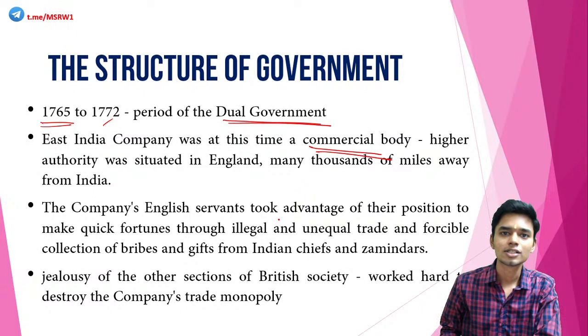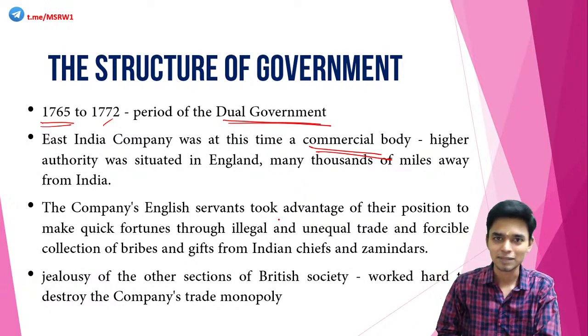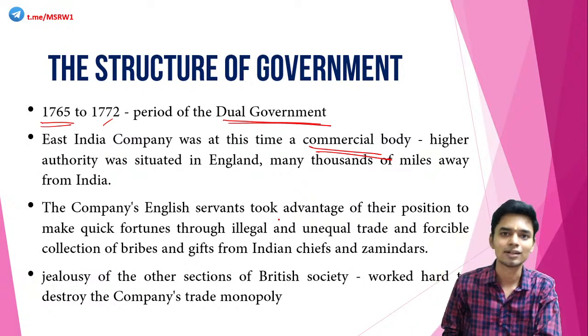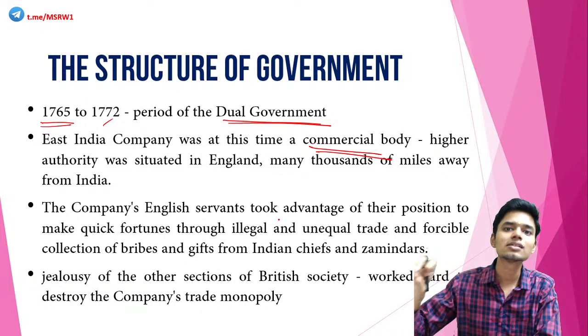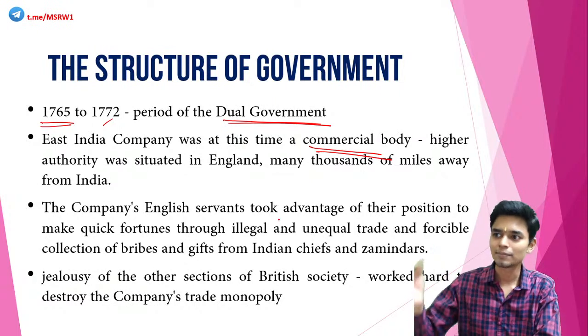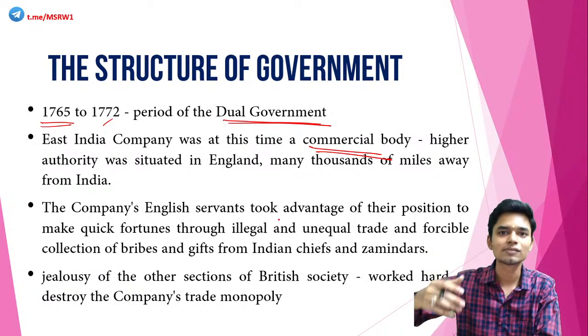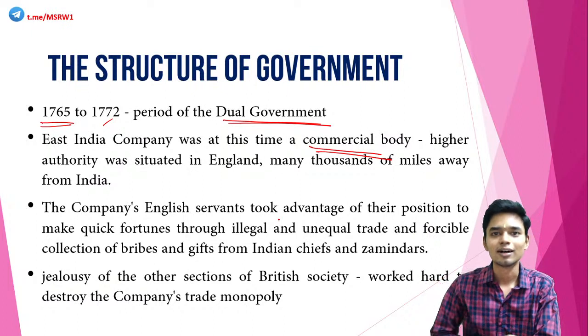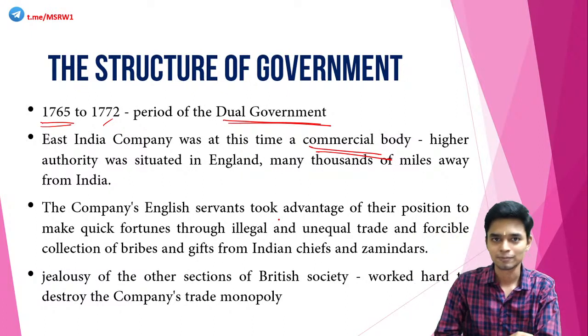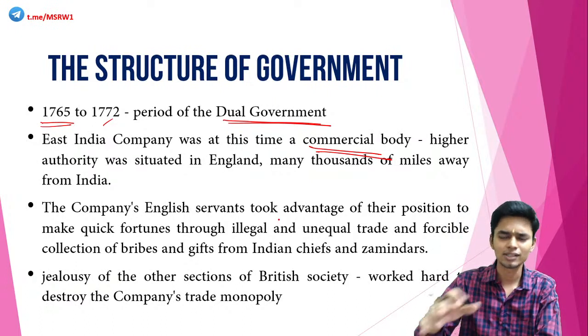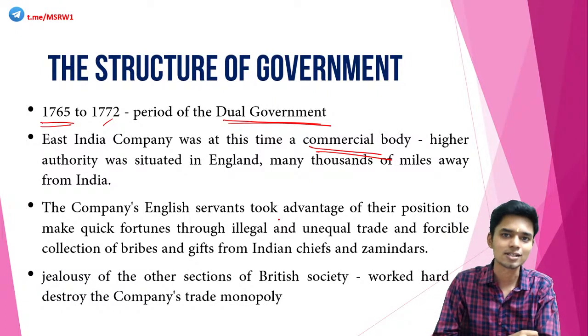And people were not happy about this in Britain. Okay, British people were very jealous of the company's servants, and they wanted to fix this situation. Company was actually monopolizing the trade all over. Other British personals or other British companies were not allowed to trade to east of Cape of Good Hope because of that Queen's Charter. I hope you remember all these things. I have already explained this in my previous sessions.